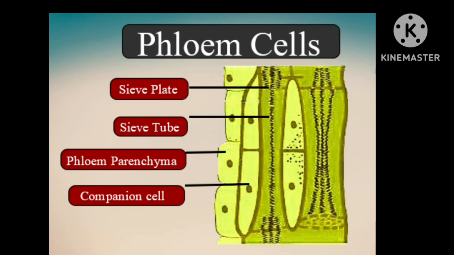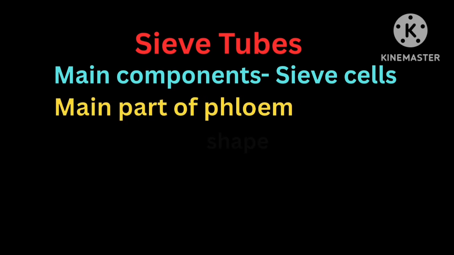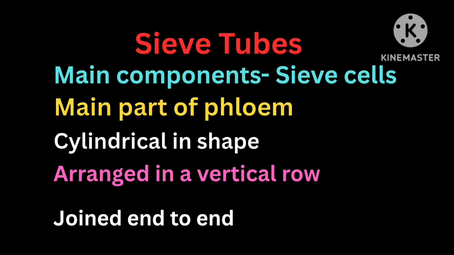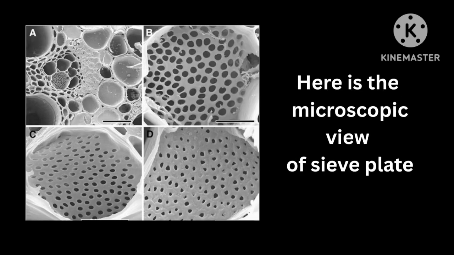Now I will discuss the components of phloem. The first component, as you see in the picture, is the sieve tube. Sieve tubes are formed of sieve cells, they are the main component of phloem. They are cylindrical cells arranged in a vertical row and joined end to end. Their end walls are perforated by pores and are called sieve plates. Through these sieve plates, food material passes from cell to cell.